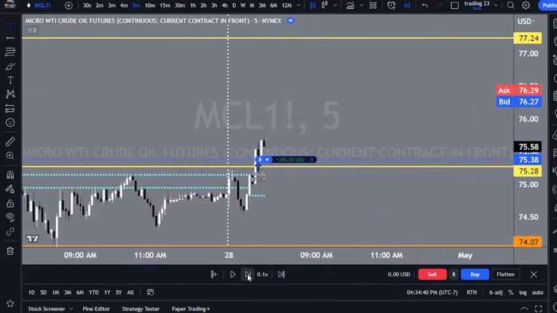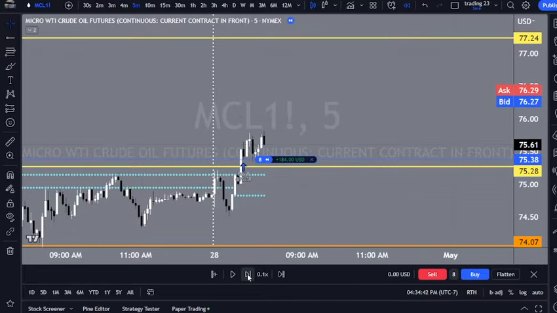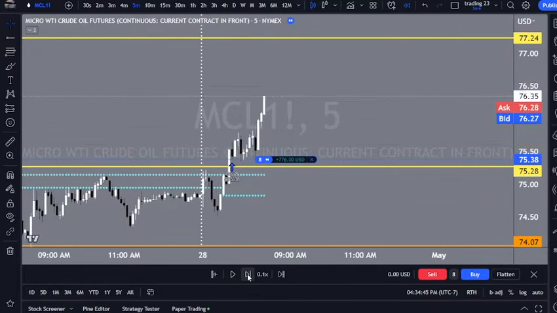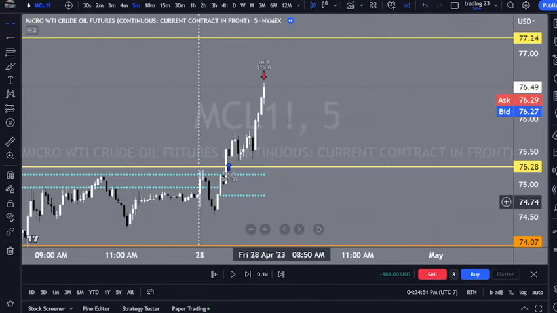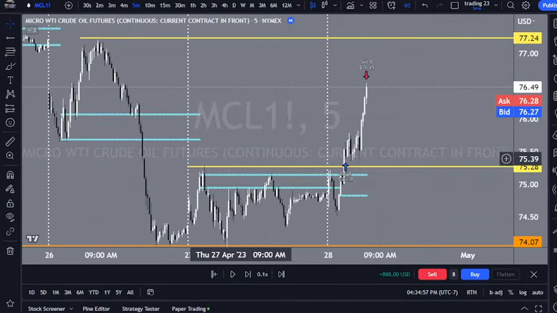So it holds, keeps ripping, keeps holding. Let's say you hold it all the way till you get close to 77.24. You're probably not going to get it. You're up $888 on 8 micros, right? You have very low drawdown, tight stop, and that's it. You're done for the day.